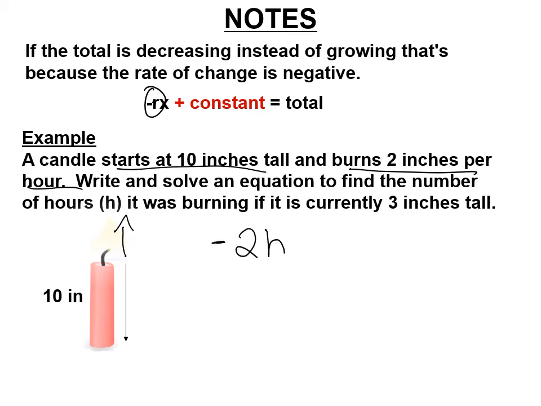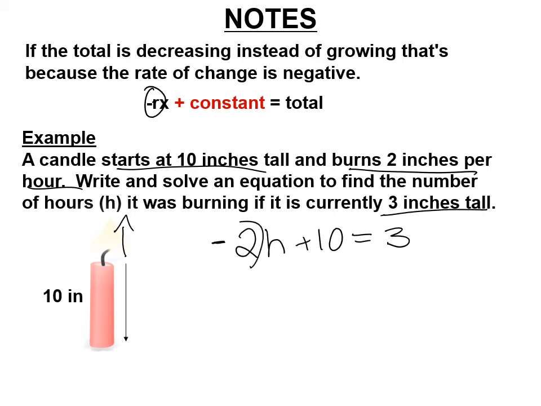The candle started at 10 inches. That's what always goes there, where we started, what already happened. And it burns down to 3 inches. Now notice what's also tricky about this is that usually the biggest number is over there on the total. But that's not true because we're going down. The total height of the candle at the end is 3 inches. So please, some of you are going to be tempted to write this as 10 minus 2h. The students who do that often get confused later.